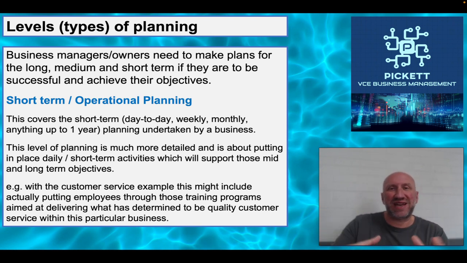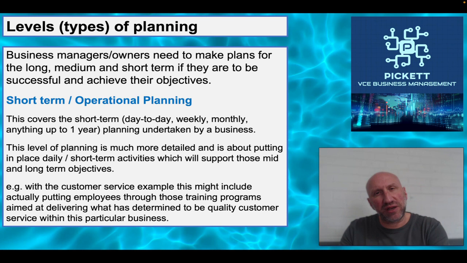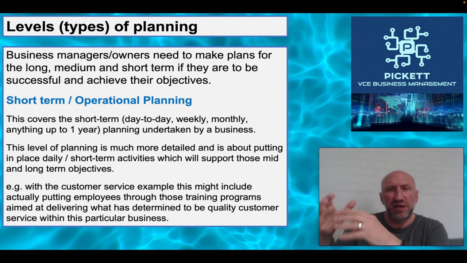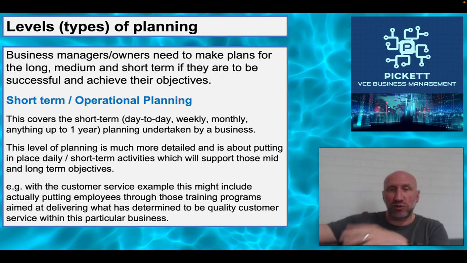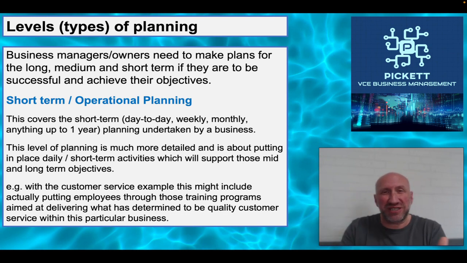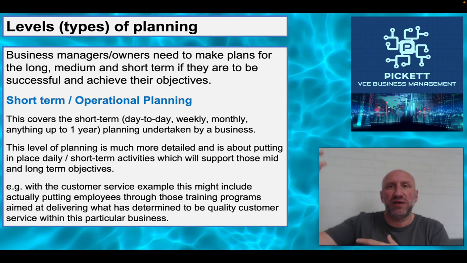So we've said our medium-term strategies are to identify what the training or what the quality customer service looks like and maybe implement some training programs. So now the short term or the operational part of that is actually putting the employees through those training programs aimed at delivering what we have determined to be what quality customer service looks like, to meet our objective of increasing or improving our customer service that then will hopefully help us achieve our long-term aim of increasing market share.